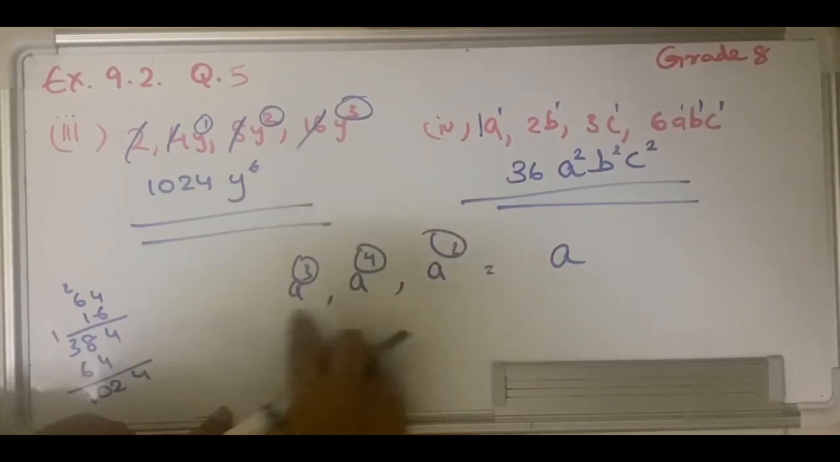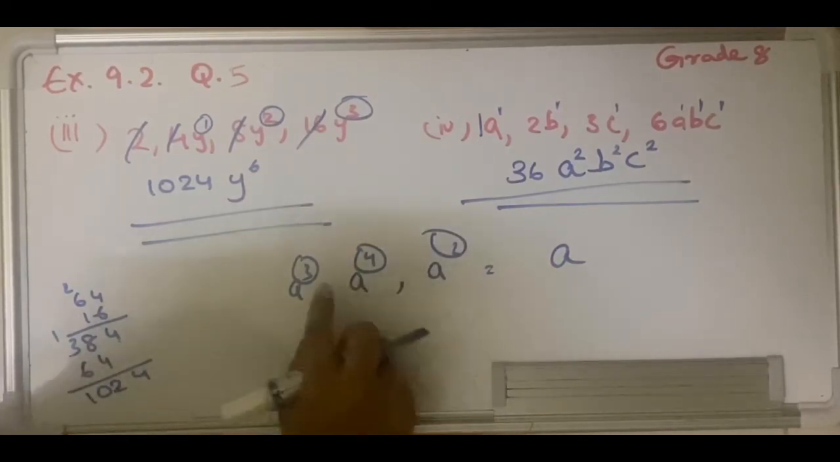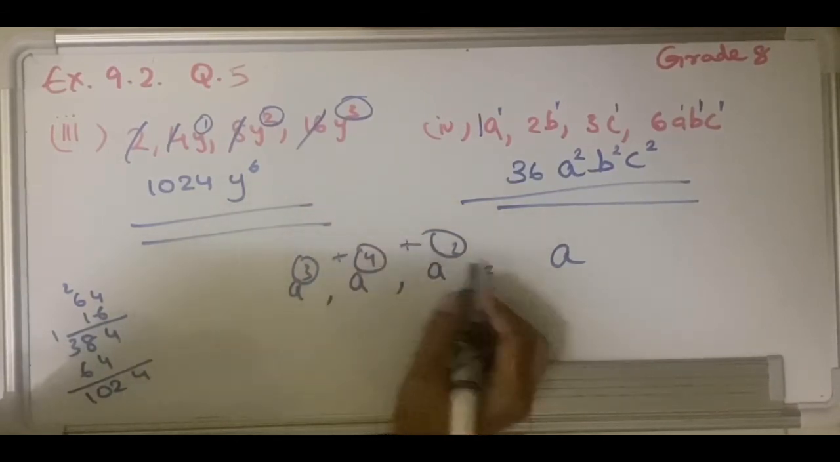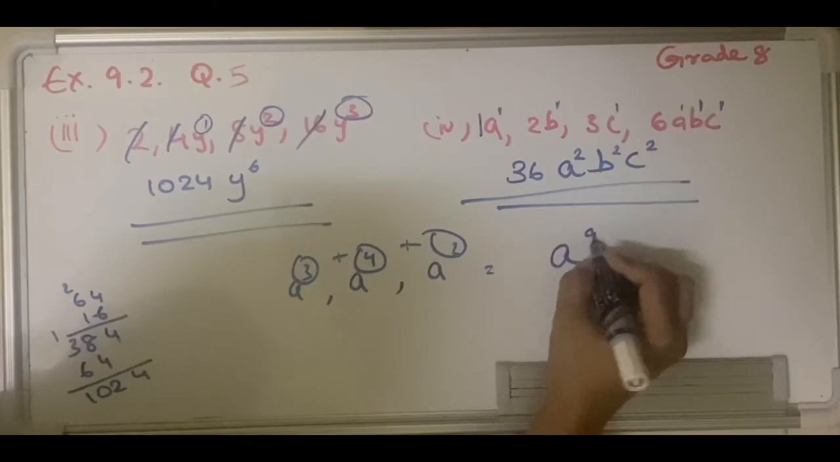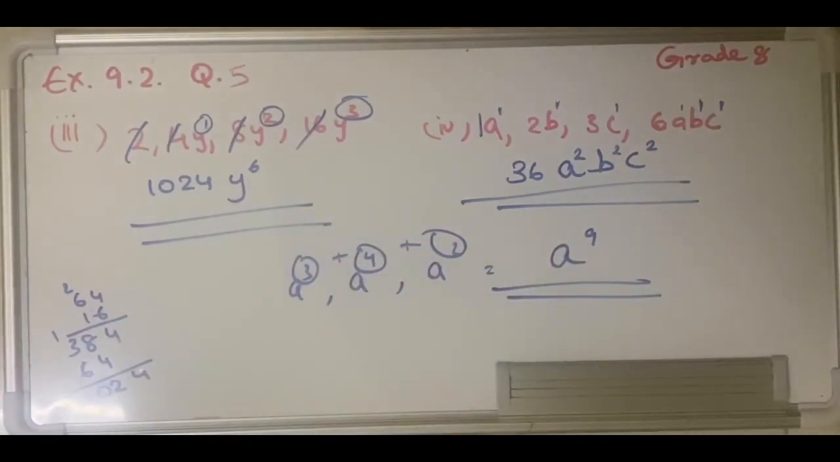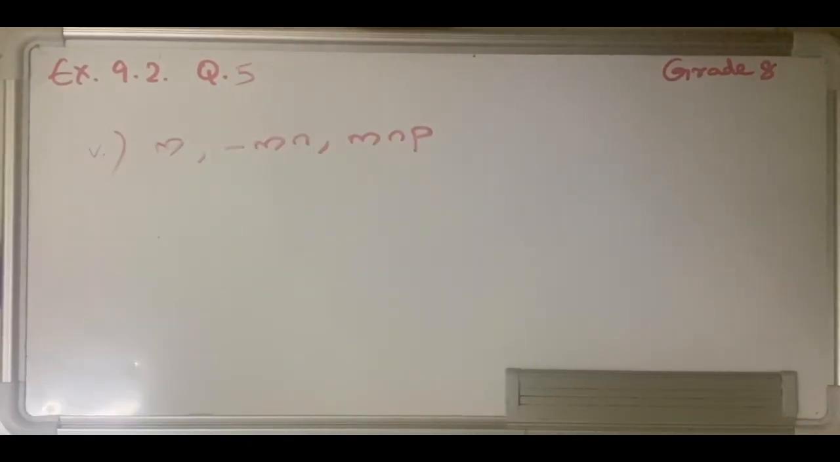If I want to multiply all these three monomials, what am I doing? I am taking a raised to 3 plus 4 plus 2. Yeah? And that would be my final answer. Clear? So let's move on to our last question.